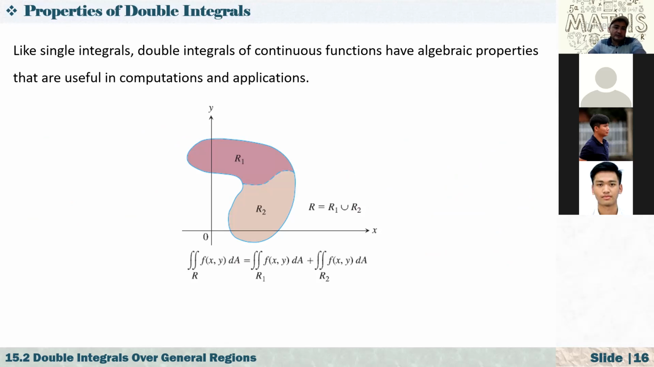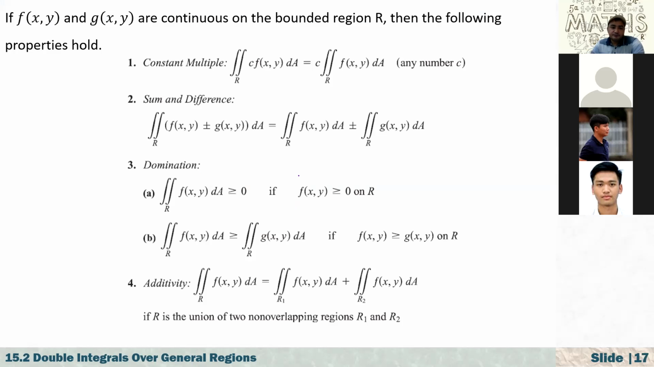Properties of double integrals. Like single integrals, double integrals of continuous functions have algebraic properties that are useful in computations and applications, and that actually speed up our computation. Suppose that we are given the region R. We can split it into two parts if it makes our integration easier, otherwise it doesn't make sense. Let's say R is a union of R1 and R2. Now the double integral over R is equal to the double integral over R1 plus the double integral over R2.